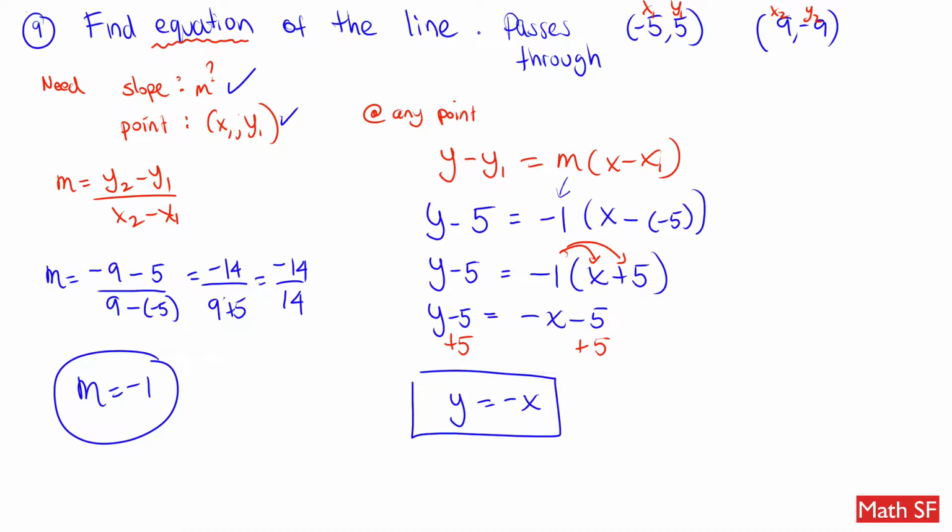So that should be your answer. We wanted it to be in the slope-intercept form, and it is actually in that form. So that should be your answer.